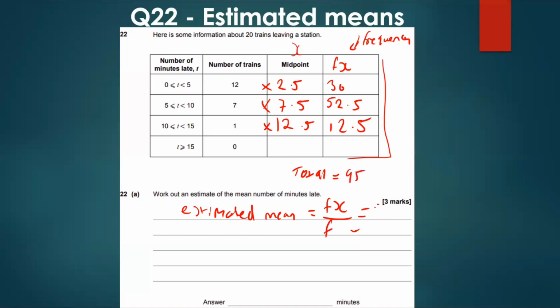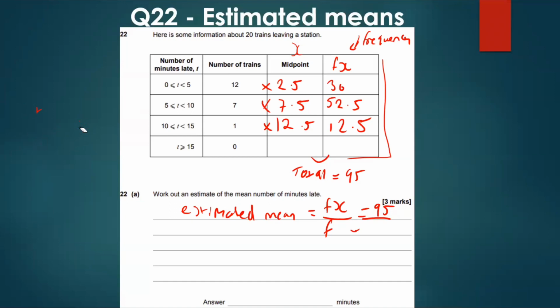So the total fx is 95 over the total frequency. The total frequency is the total number of trains. Remember, if I had a sequence of 1, 2, 3 and wanted to work out the mean, you add them up, which would be 6, and divide by how many numbers you've got. I've got 3 numbers, so 6 divided by 3. That's how you work out the mean.